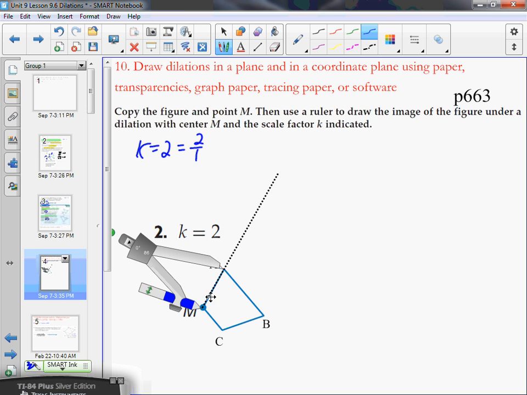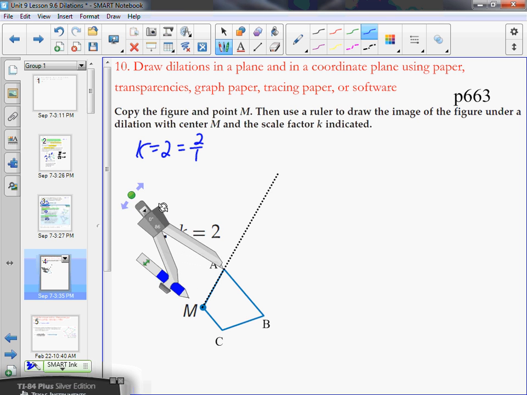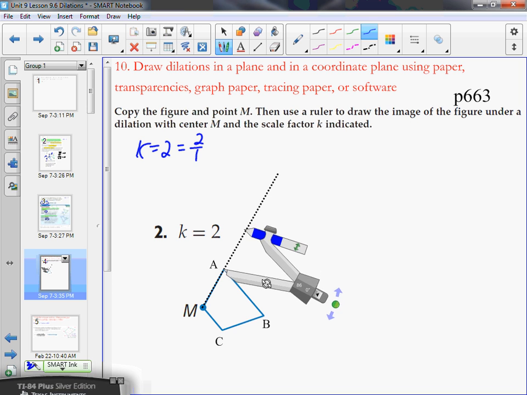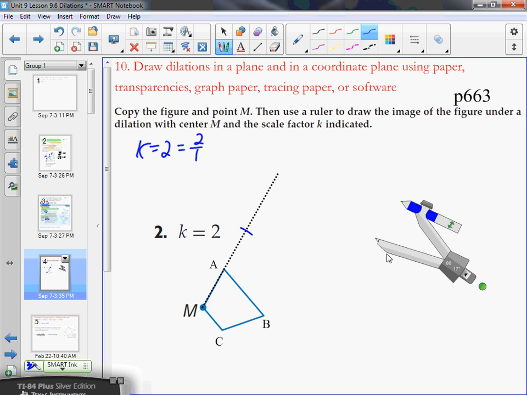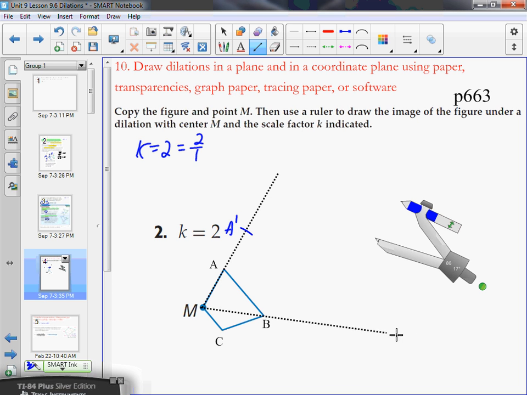Measure the distance between A and M with your compass. We want A prime to be twice as far away. Measure that same distance to the other side of point A, and that's where A prime goes. So the point where the arc crosses the dotted line is A prime. Then we make another dotted line from the center through point B.